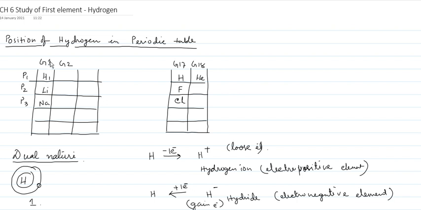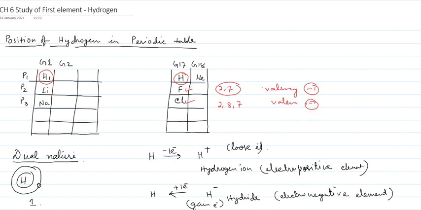It is positioned in group 1 as well as in group 17. In group 17, the elements are fluorine and chlorine. What is the configuration of fluorine? It is 2, 7. Chlorine's configuration is 2, 8, 7. That means they always gain one electron, so their valency is always -1. Here also the valency is -1.